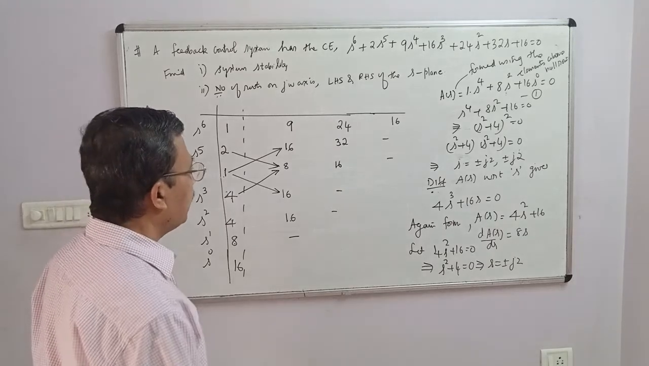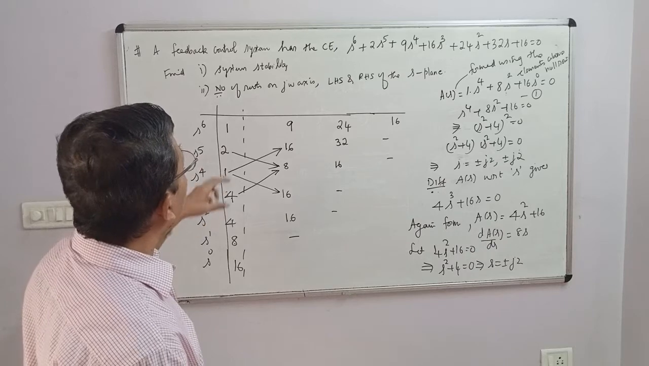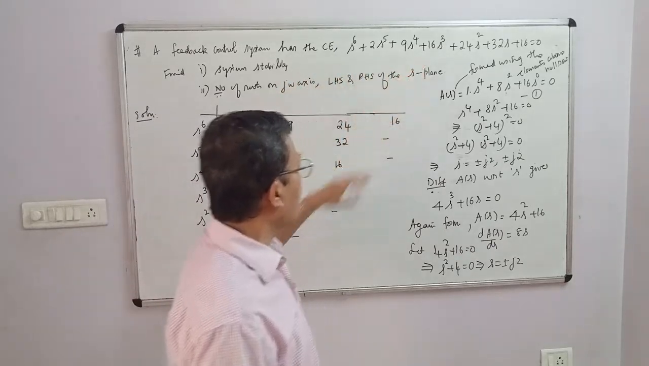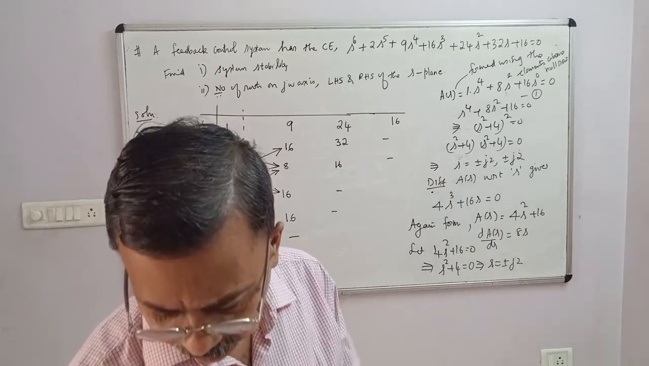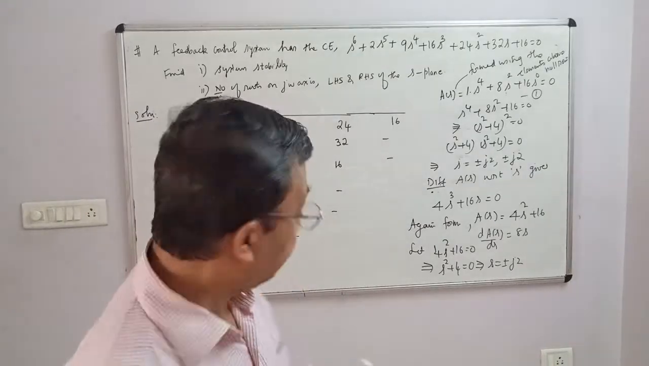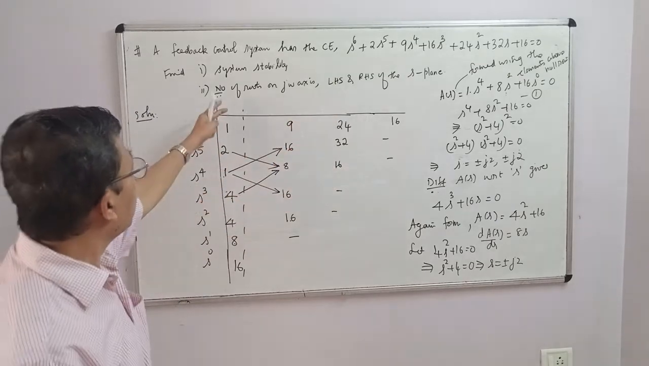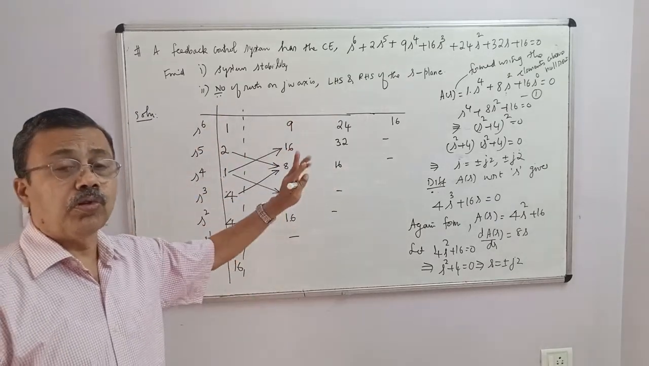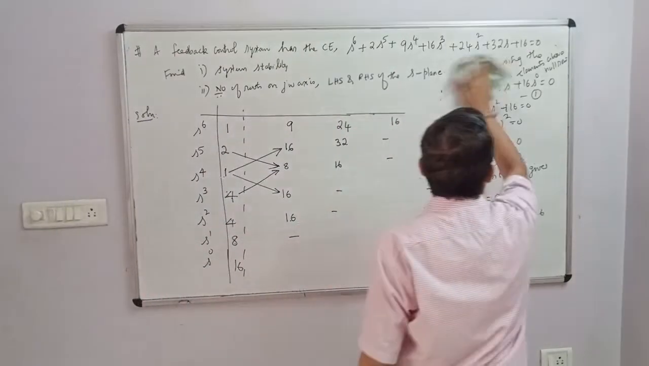So now the situation is, there are 6 roots of the characteristic equation. 4 roots are on the j omega axis. No sign change in the first column, therefore 2 roots are on the left hand side, no roots on the right hand side. The situation is like this.